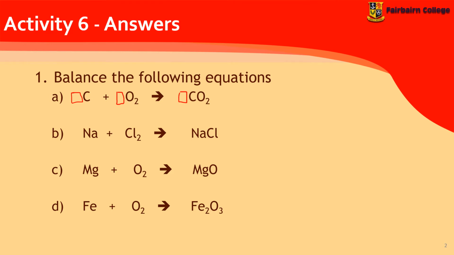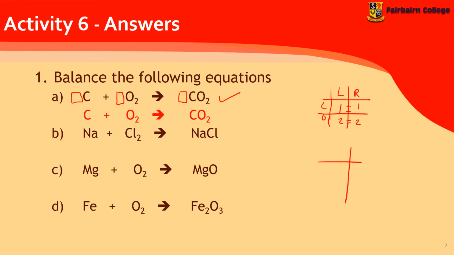We were given carbon, oxygen, and carbon dioxide. So let's draw our little T diagram. Okay, so on the left hand side we have 1 carbon and 2 oxygens, and on the right hand side we have 1 carbon and 2 oxygens. So they are already equal, meaning this equation was already balanced and we didn't have to do anything. So you can just rewrite the equation as it was, and then that is correct. Then for B, sodium and chlorine.